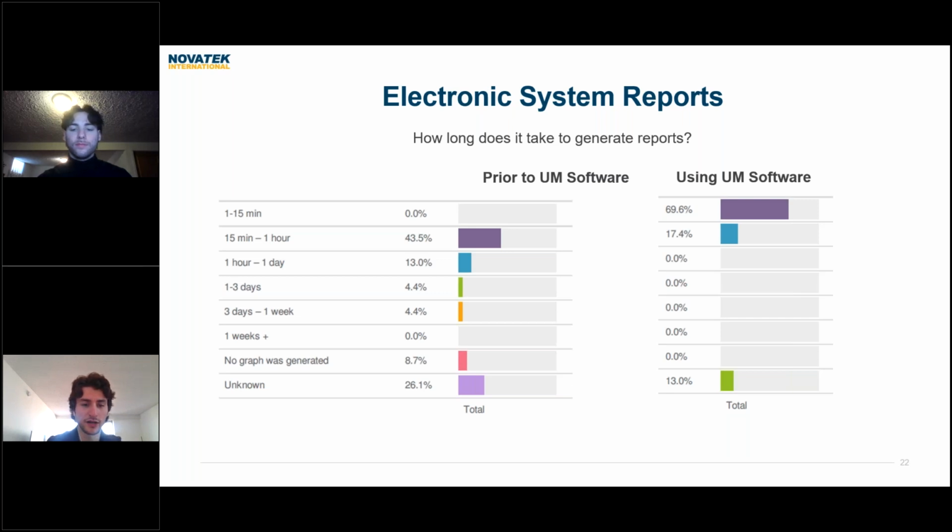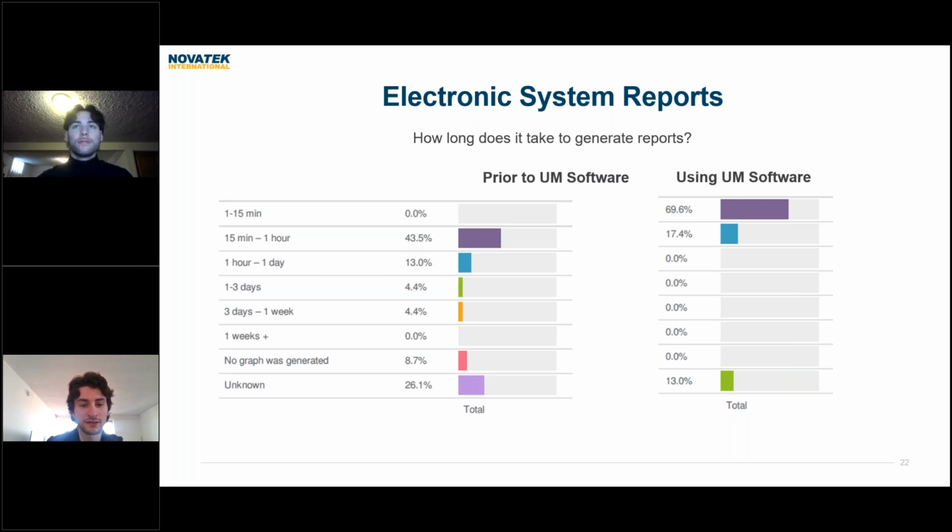You can clearly see that prior to using a software, so more of a manual process, there were no reports that were able to be generated under 15 minutes. The minimum was 15 minutes to an hour, and that was almost half of the reports being generated then, and it can take you up to a week to generate reports. Some were not generated with graphs, so no graphs were generated prior to using a software as well, and 26% of them were unknown.